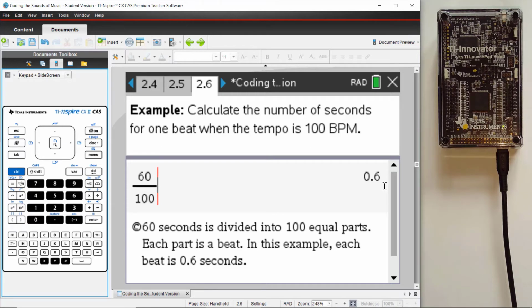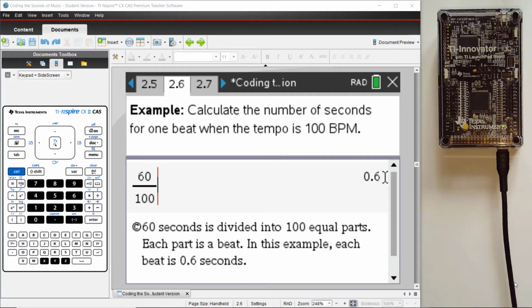It's kind of quick. One way that you can think about this is that in this particular example, the reason that 60 is sitting there is because there are 60 seconds in a minute. And if we're using a tempo of 100 beats per minute, that means we're going to divide that 60 seconds into 100 equal parts. And so dividing 60 by 100 again is 0.6 of a second.